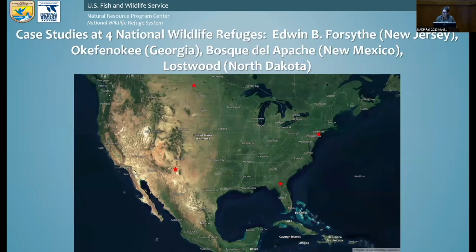And so we obviously didn't have enough time to do these sorts of assessments for all 570 refuges, so we picked 4 refuges to serve as case studies. We selected refuges in different ecoregions that are likely to experience a wide range of climate change effects to get a better understanding of how our refuge system may be affected overall. And so these are the 4 refuges we used as case studies. We have E.B. Forsyth in New Jersey, Okefenokee in Georgia, Bosque del Apache in New Mexico, and Lostwood in North Dakota. And so in the interest of time today, I'm going to show results from only 2, Bosque del Apache and Lostwood.